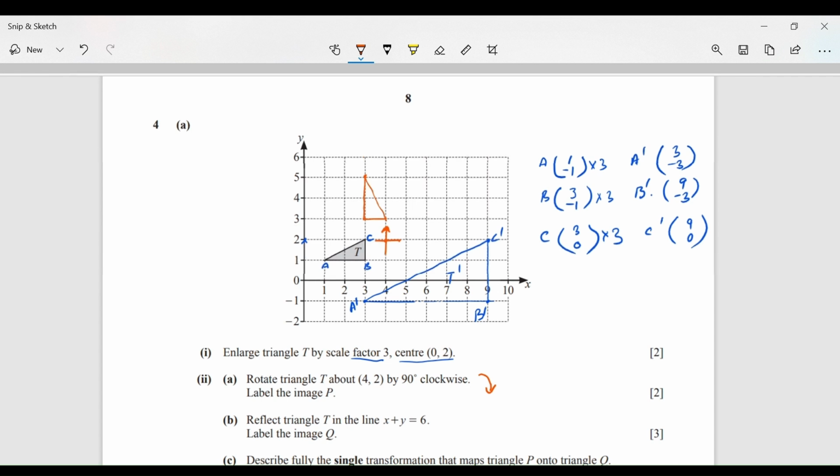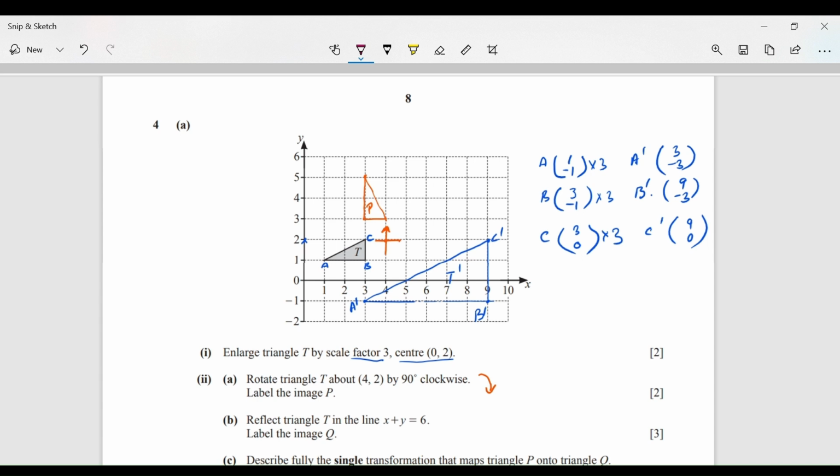Right? So this image will be P. I will change the color of the pen again. I will take purple for next. Reflect the triangle T in the line x plus y is equal to 6, label the image Q. So for reflection, we have to make the line of reflection a mirror line. So for that, let's take x is equal to 0.